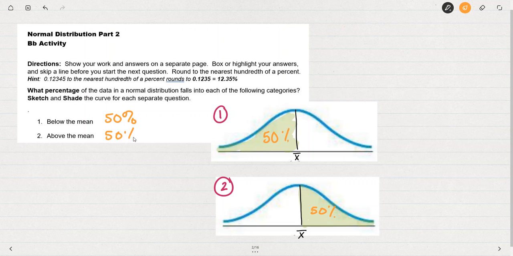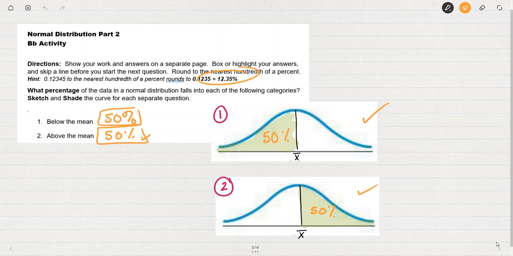So on my paper, I'm going to have the problem written, the question, and the answer, and a sketch. There's really not work to show for number 1 or for number 2, other than making sure that you have that sketch. Notice that the directions are going to ask you to give an answer that is a percent rounded to the nearest hundredth of a percent. These 2 are both just 50%.